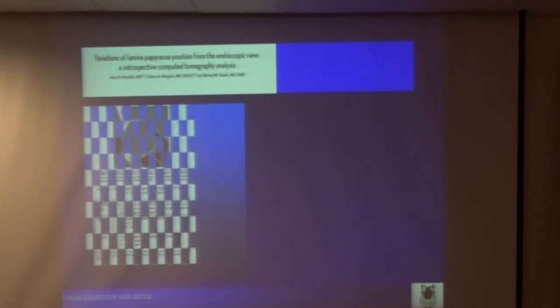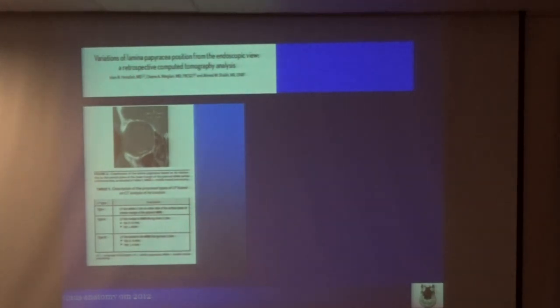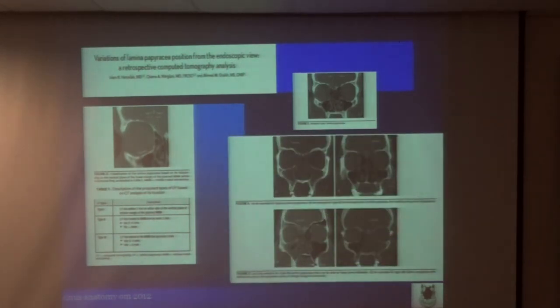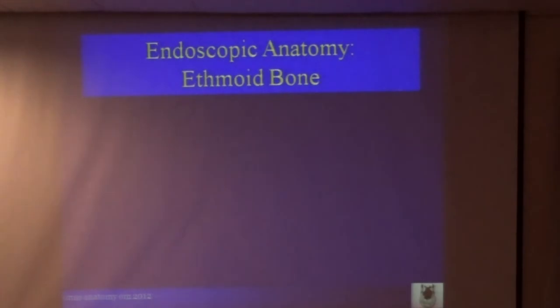So this paper, after reviewing more than 200 CT scans, developed a new classification, the Harzallah classification of the lamina papyracea: type 1, type 2 and type 3. Type 1 is if it's lying less than 2 millimeters away from the edge of the middle meatal antrostomy, then type 2 if it's medial, and type 3 if it's lateral. And here are the examples.